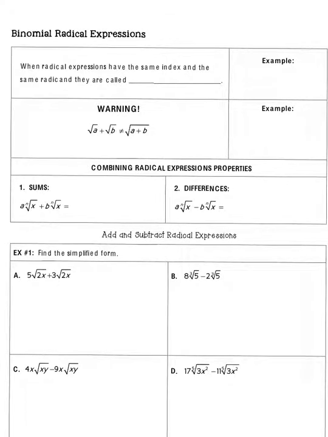All right, so today we are going to be looking at lesson 3-3, and we are going to be adding and subtracting radicals. So when radical expressions have the same index and the same radicand, they are called like radicals.